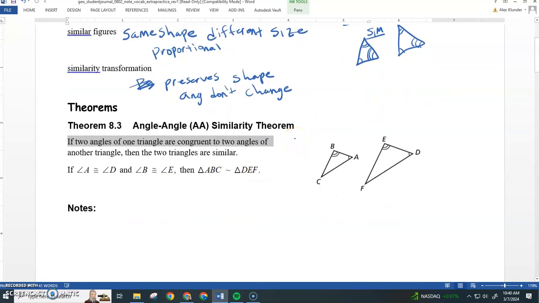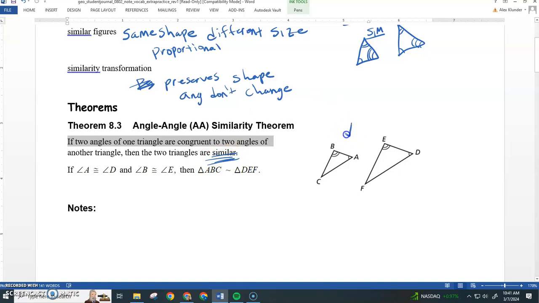What we say is we have angle-angle similarity, and that just means if two angles of a triangle are congruent to two angles of another triangle, then the two triangles are similar. Let me read that one more time, because a lot of times when we read textbook definitions, they just kind of go over our head. If two angles of one triangle are exactly the same as two angles of another triangle, then we guarantee they're similar. Remember, we're talking about this word similar, not congruent.